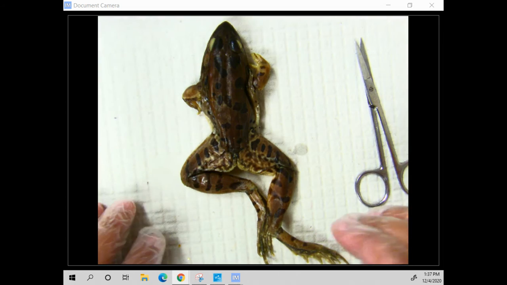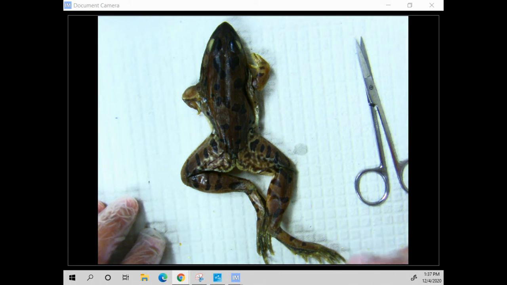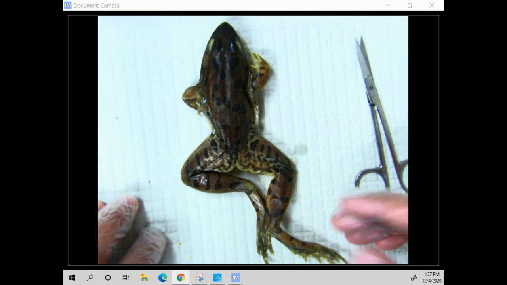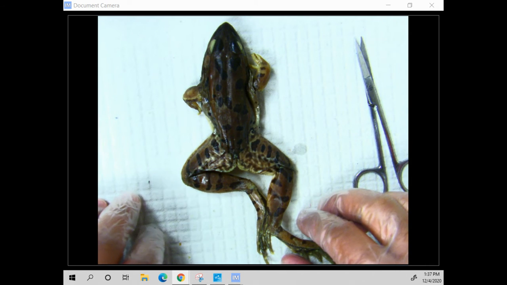So first, we're going to start off with the external features, so things that are on the outside of the frog before we actually dissect and get into the internal structures. So first, what we want to do is make sure that the frog is on its belly, which we already have here. And then the second thing is we're going to take a look at these legs.